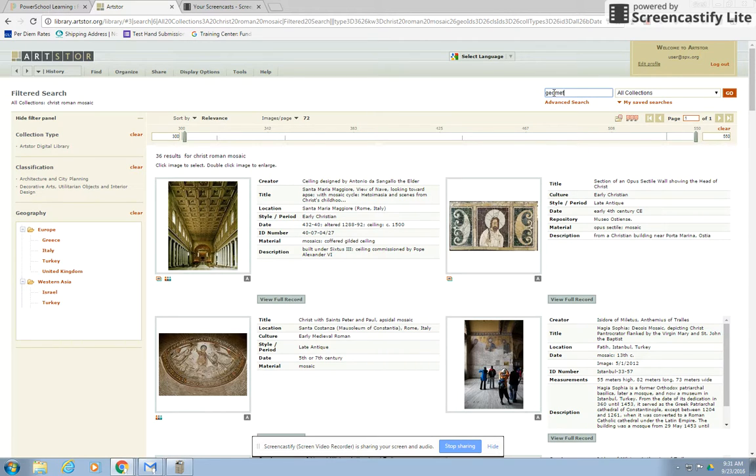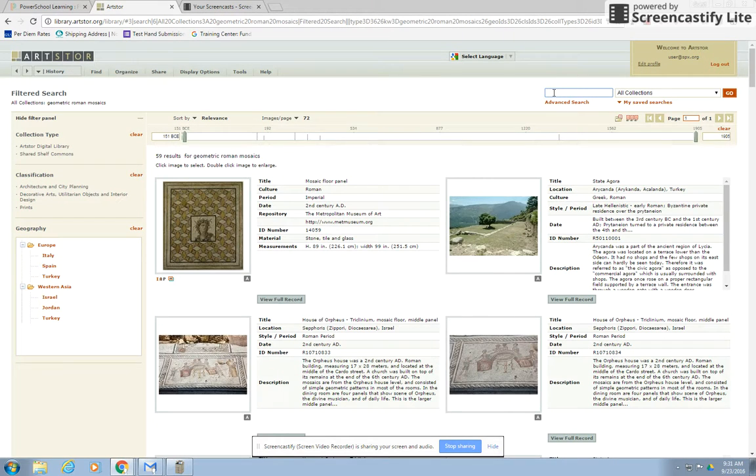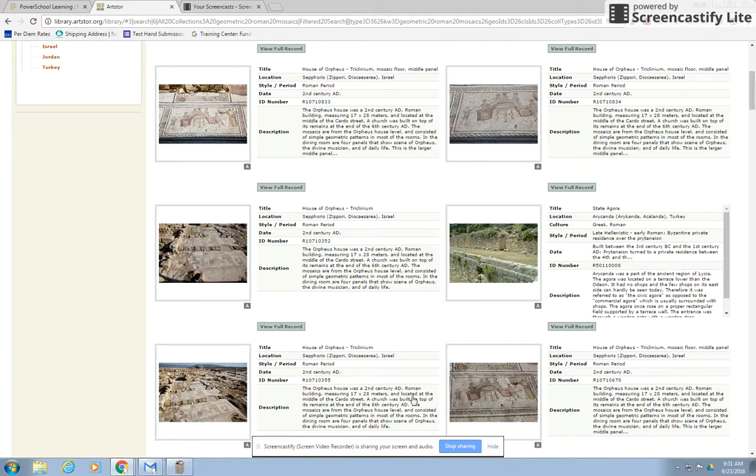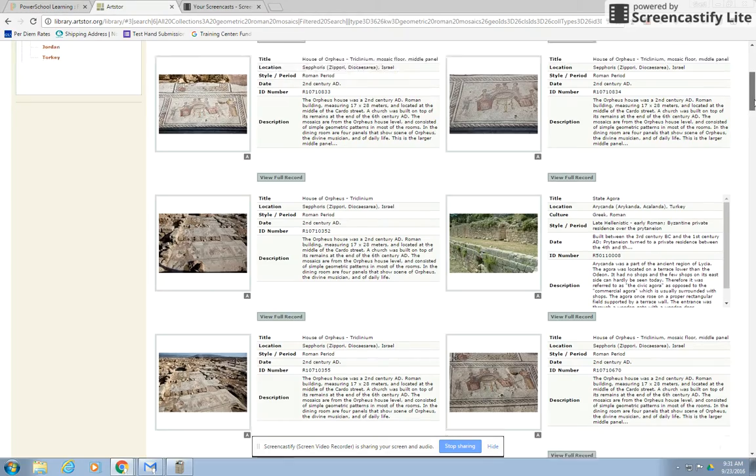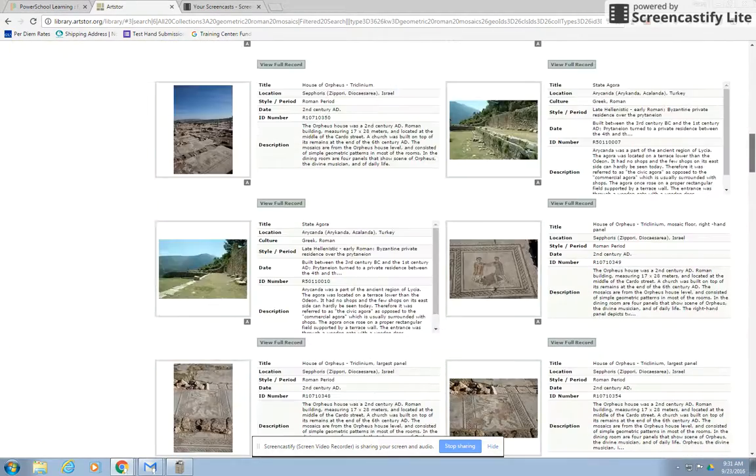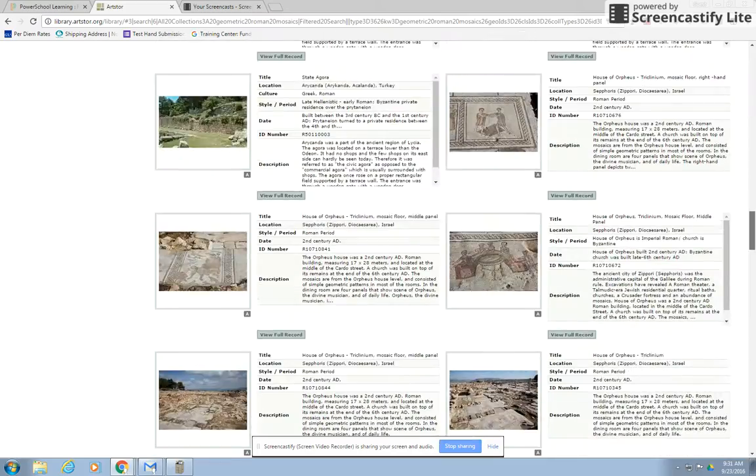I'm going to do geometric Roman mosaics. Oh, I shouldn't have said mosaics. I think mosaic would have been better. Okay, so you can see they're not all geometric. It just depends on how it has been described, how you're going to find it. And you can see sometimes they've just got pictures of the installation somewhere.